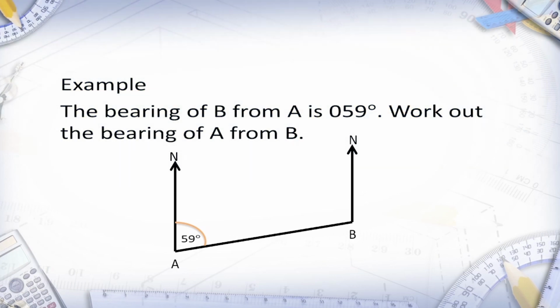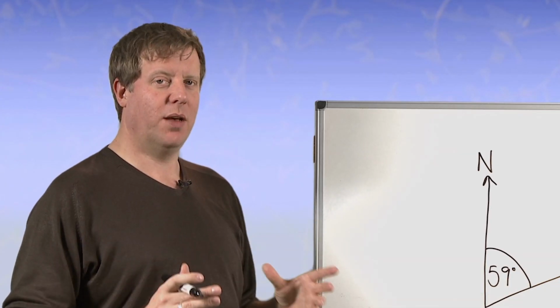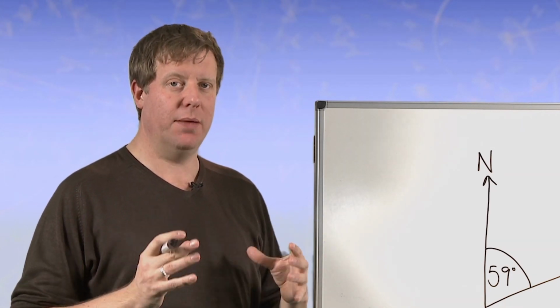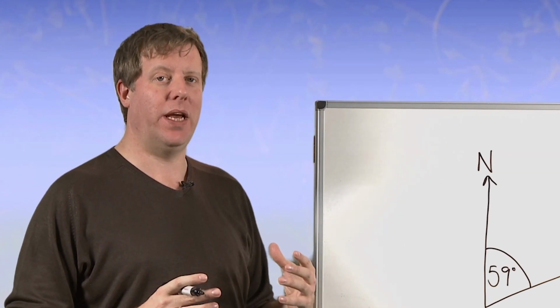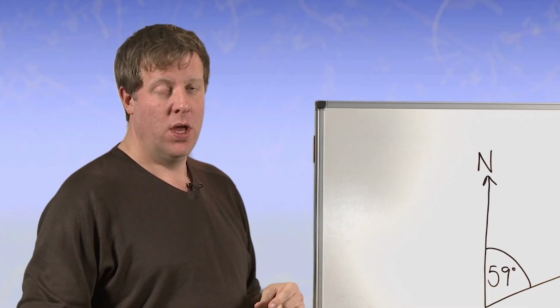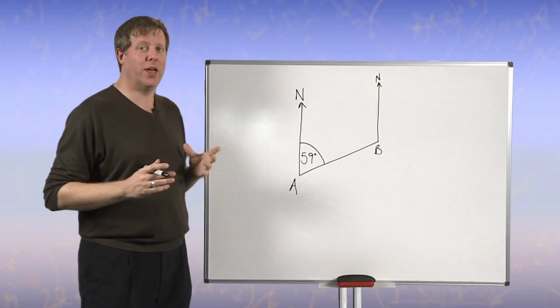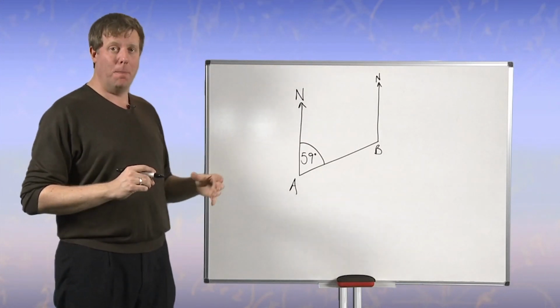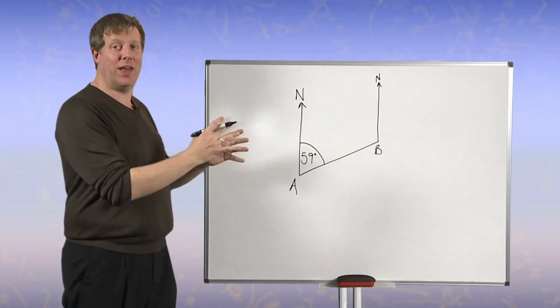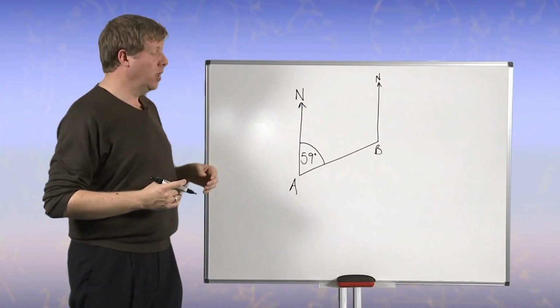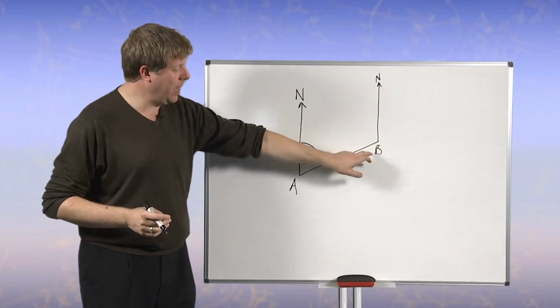So, in this question, they told us that the bearing of B from A is 059 degrees, and they wanted us to work out the bearing of A from B. So when it comes to solving these bearings questions, it's really important to make sure you read the question properly because it contains the information you need to measure the correct angle. So in this question, it's asking us to work out the bearing of A from B. Now, wherever you see that word from, that indicates that's where they want you to measure the angle from. So we're measuring it from B.